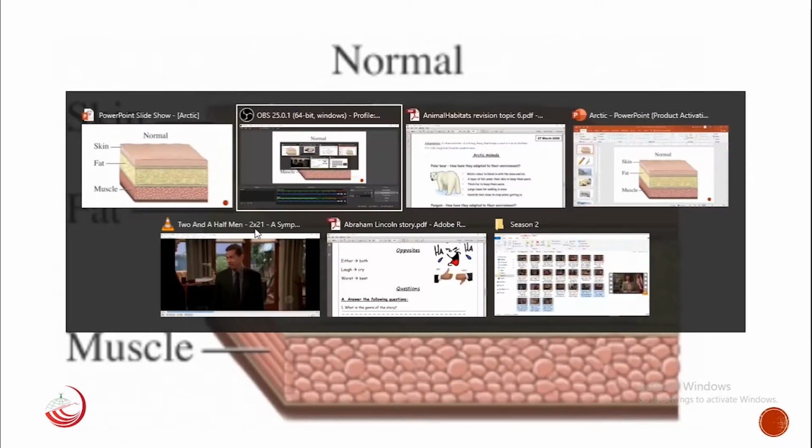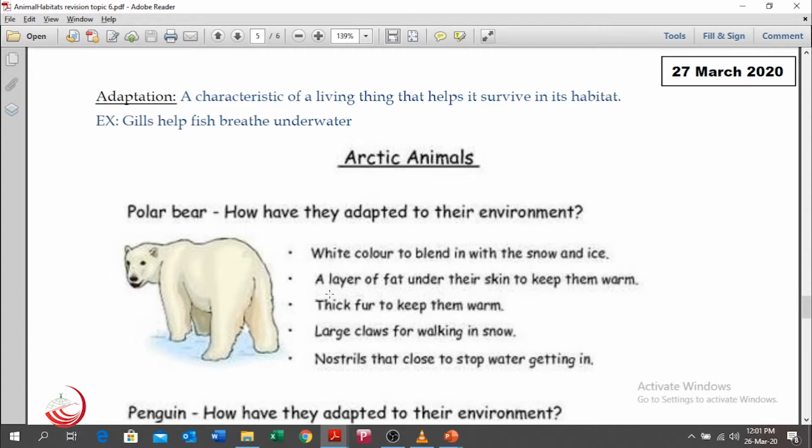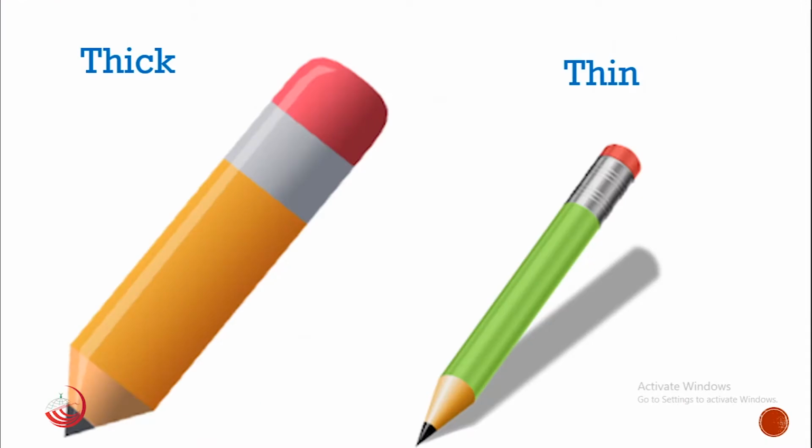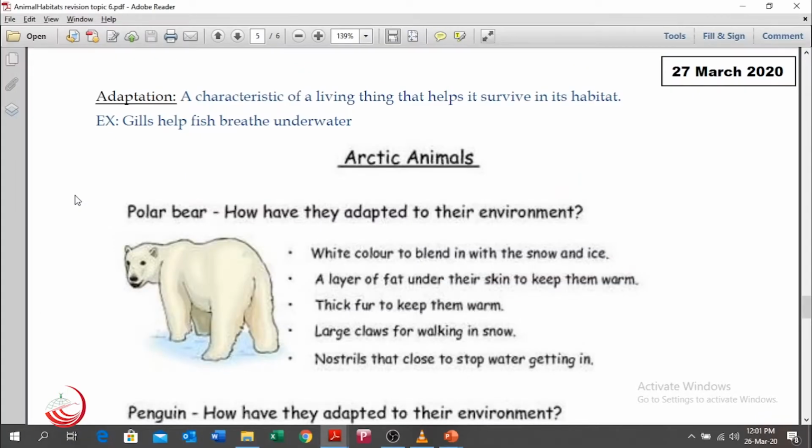So all animals and humans, we have skin and we have fat and muscles. Here's the difference. Polar bears have a thick layer of fat under their skin to keep them warm. They have thick fur to keep them warm. This is thick because it was also confusing for some of you. This is a thick pencil. This is a thin pencil. So they're opposites, thick and thin. Polar bears have thick fur to keep them warm.